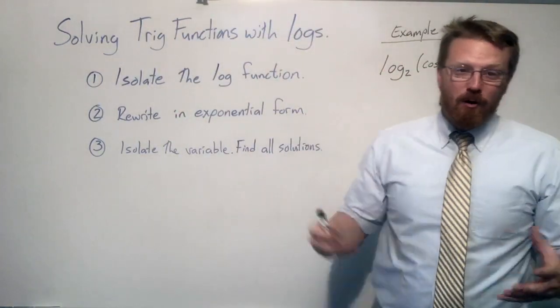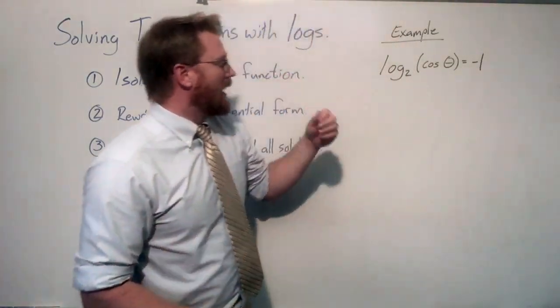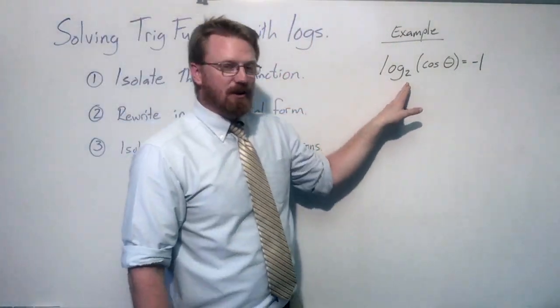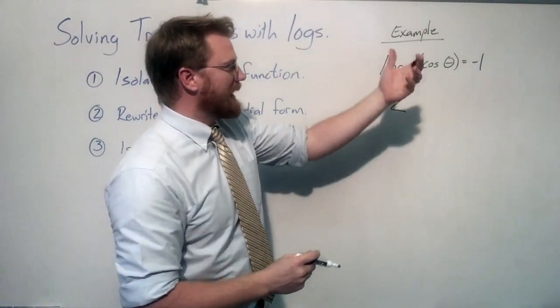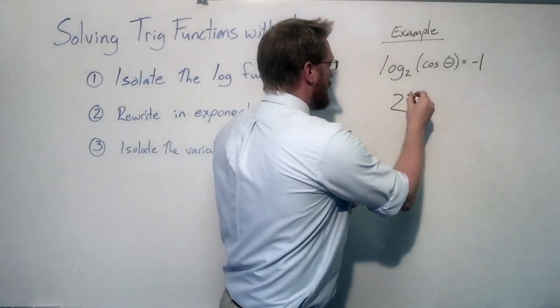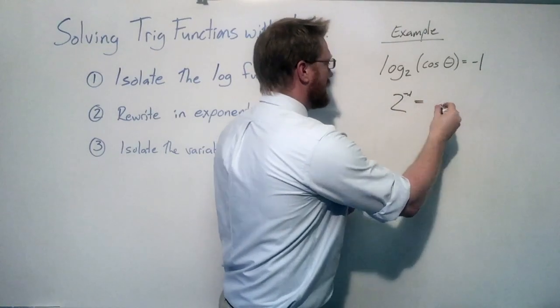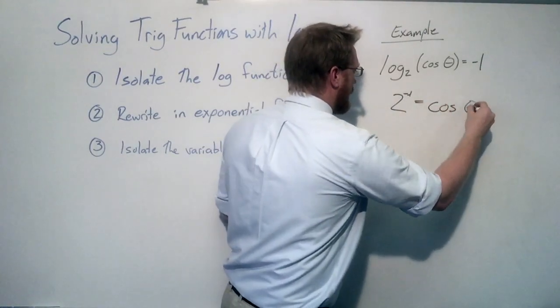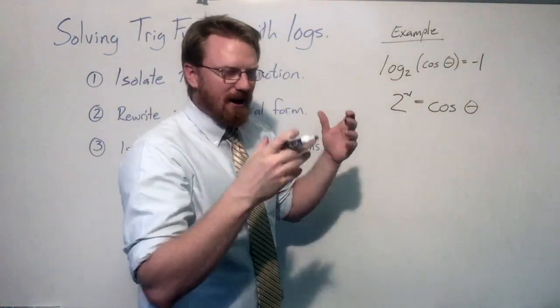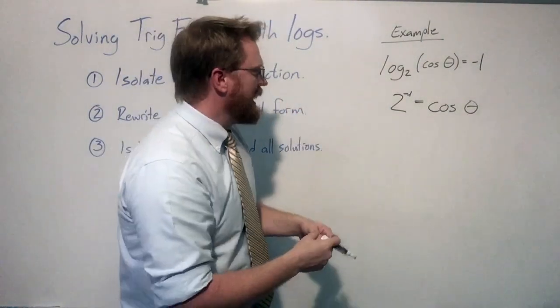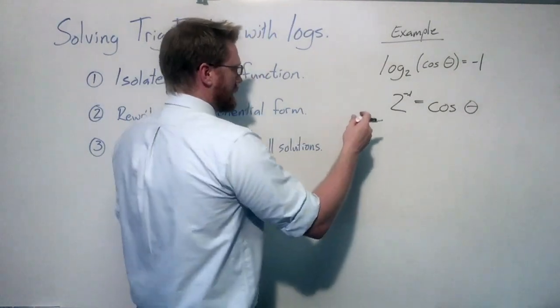Rewrite in exponential form is something we haven't done in a while, but you just have to remember the base of the log is going to be the base of the exponent. It's a good place to start. The answer is the exponent, and whatever was being logged is now the answer, cosine theta. So by rewriting in exponential form, I've kind of unlocked the log, got it out of the way, I've accounted for it, and now I've got to keep going down this path here.